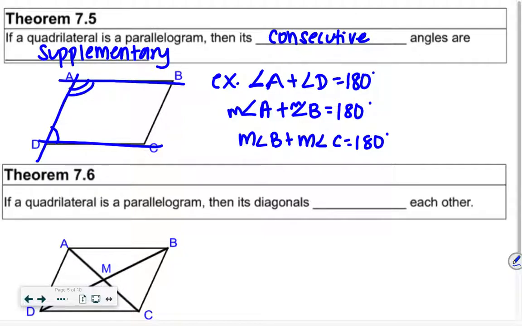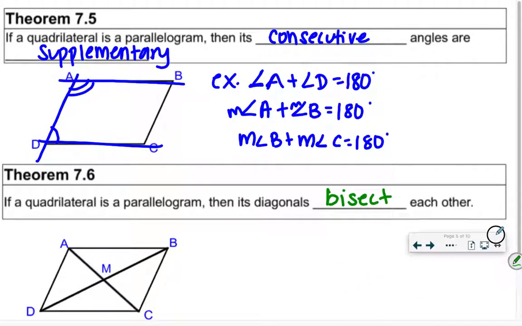And then the last theorem is in a parallelogram, its diagonals bisect each other. Now we have to be very careful with this one. I did not say the diagonals were congruent. I said the diagonals bisect each other. What does bisect mean? Cut in half. They're cutting each other in half. So that means that this diagonal AC is being cut in half by BD, and BD is being cut in half by AC. The red and the green are not equal to each other. They are not the same. The green segment is shorter than the red segment.